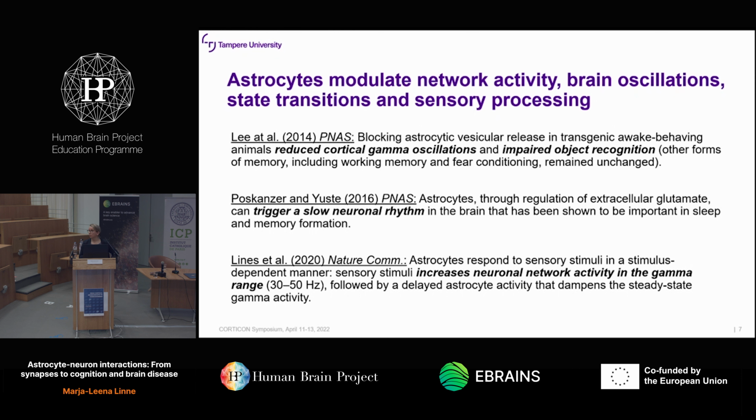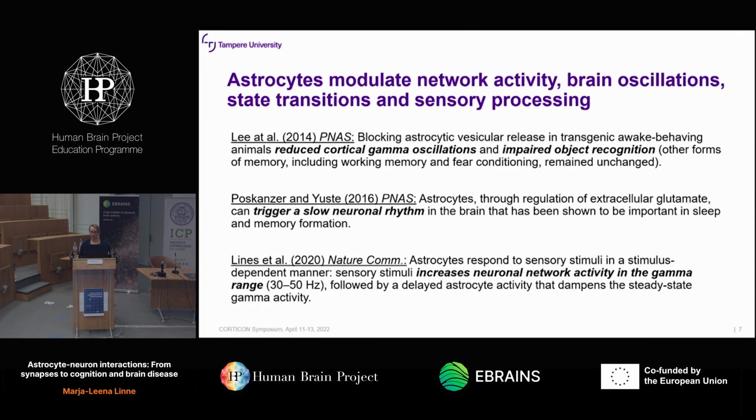And then in their very fundamental work, the group of Alfonso Araque in 2020 showed that astrocytes really respond to sensory stimuli in a stimulus-dependent manner. So this sensory stimulus first increases neural network activity in the gamma range, and then there is a follow-up by astrocytes. So there is a delayed activation of astrocytes, which then dampens a steady-state gamma activity. And there is an indication that there is constant interaction, and astrocytes are really crucial in almost all brain activity.